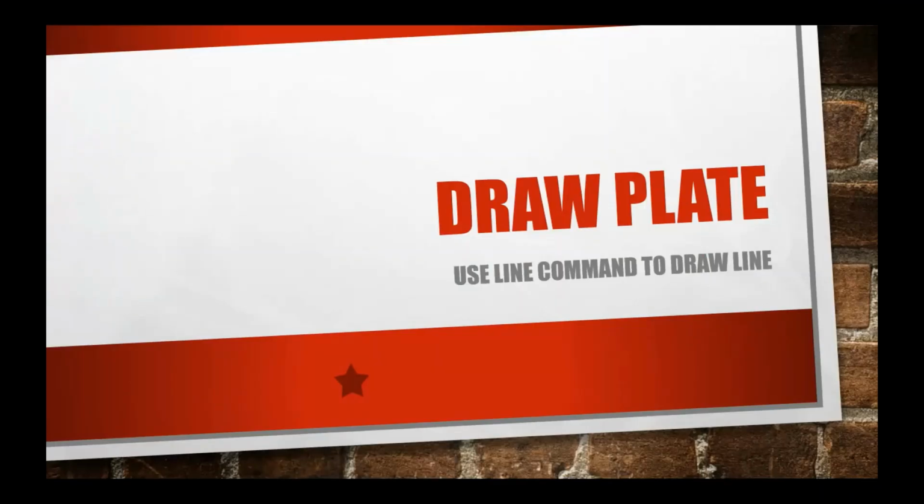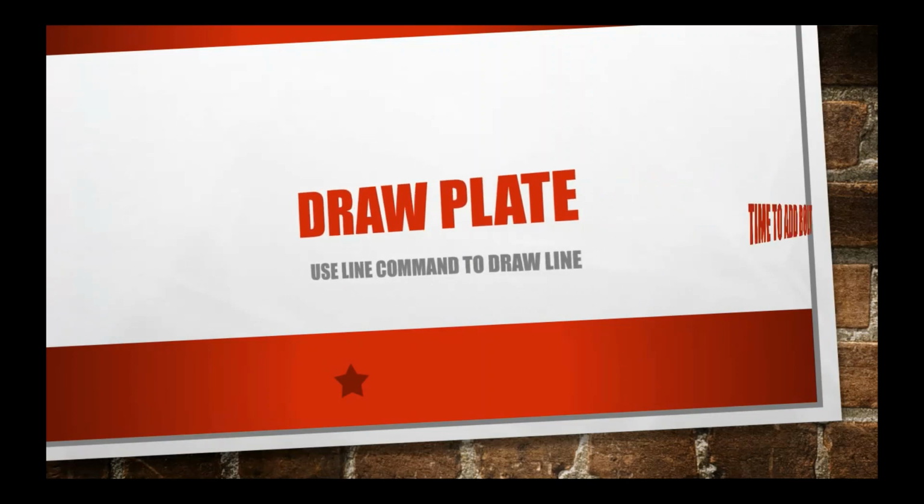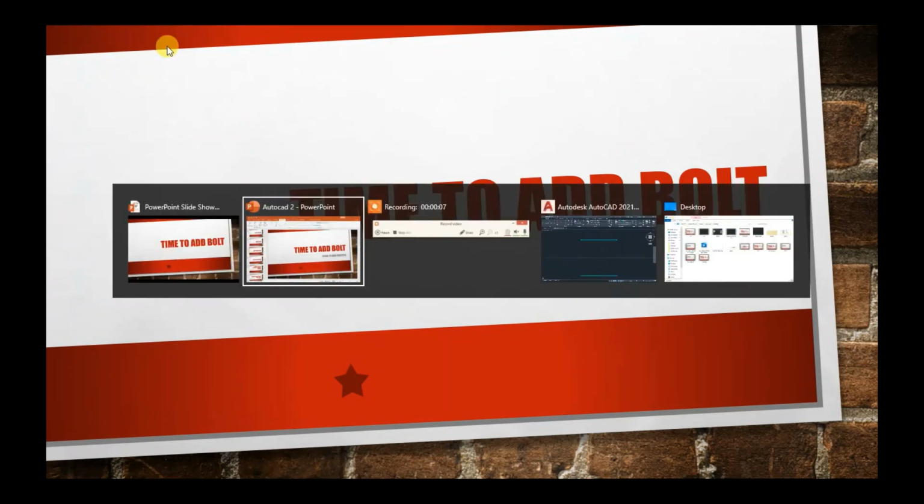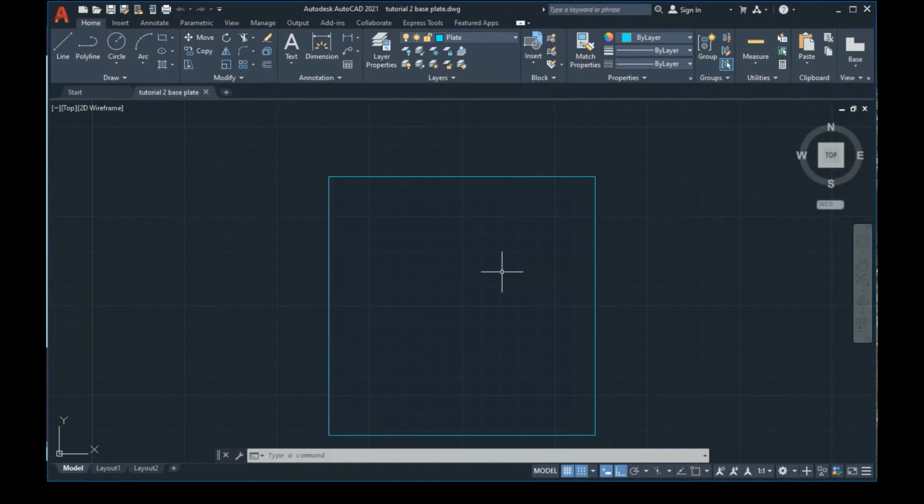Now it's time to add a bolt. Fine. So let's start making a bolt. First of all, we need to select our layer. Right now it's the plate layer. So we can drop this down and we can say anchor bolts. It's quite easy. So look, now we don't have to open the layer properties and click.